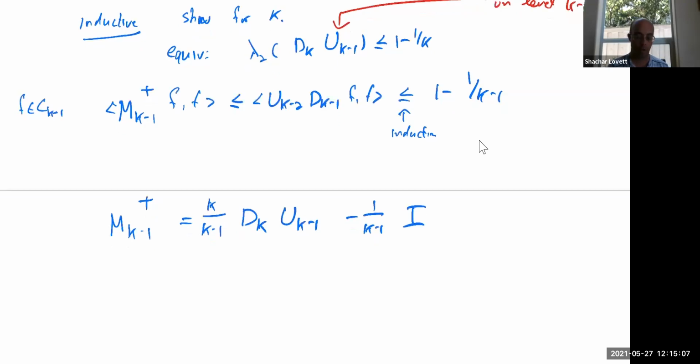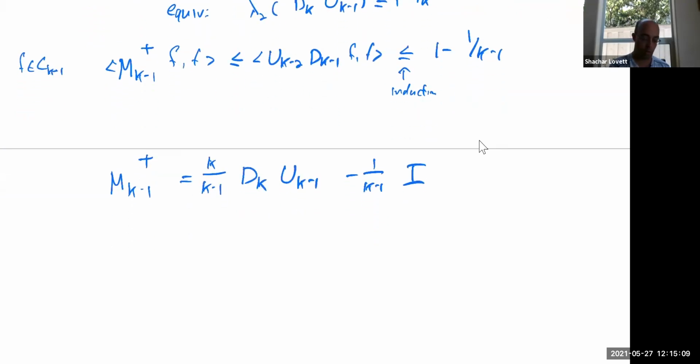Now applying this on f, what do we get again? Now we're going to try to get the same expression here. So Mk minus 1 plus FF, and just plugging it in, is going to be k over k minus 1.